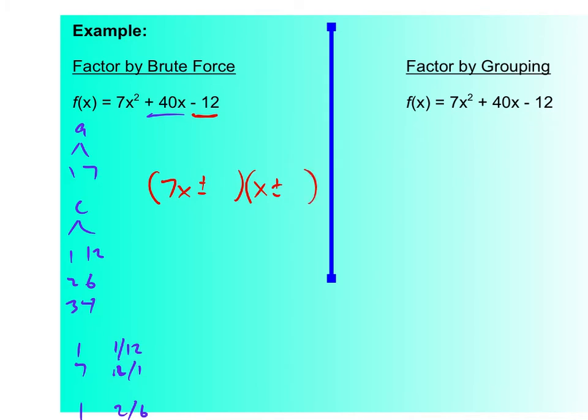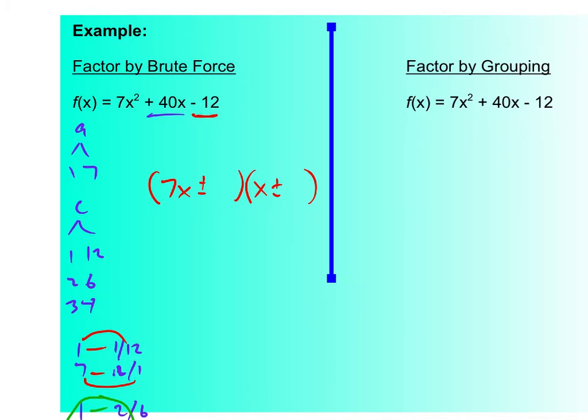Okay, so when we look at that, 1 times 1 is 1, 7 times 12 is 84. That's going to be way too high, even if one of them's a negative. Difference of 83 there. 1 times 12 and 7 times 1, well, that's only a difference of 5. We go to the second one here. 1 times 2 is 2. 7 times 6 is 42. All right, so there's our combo.